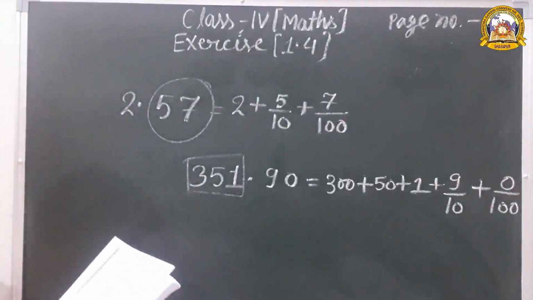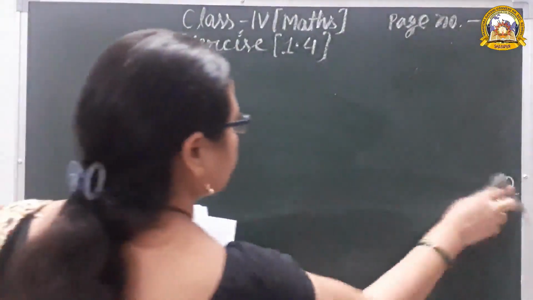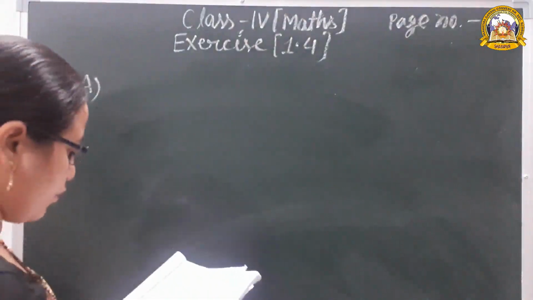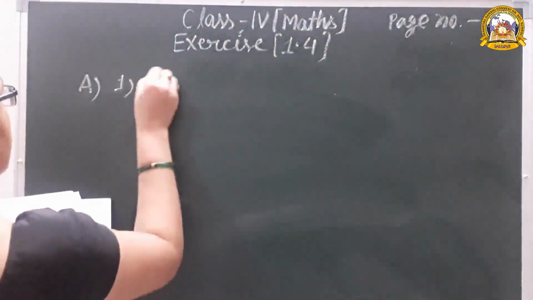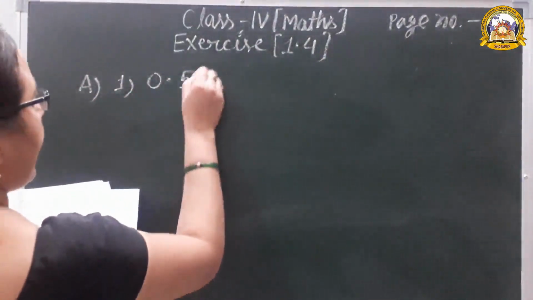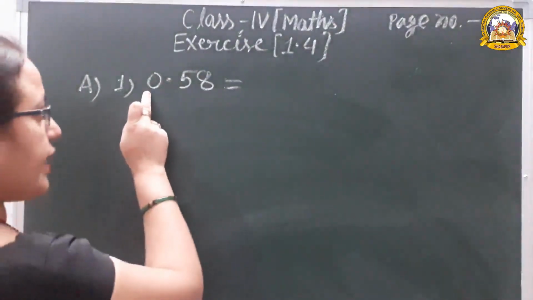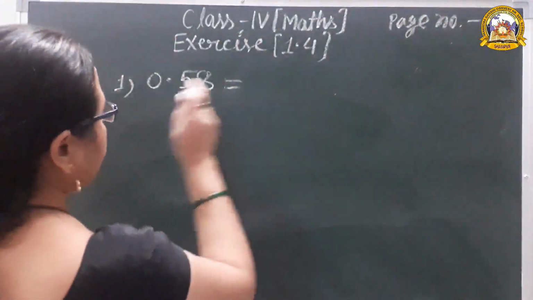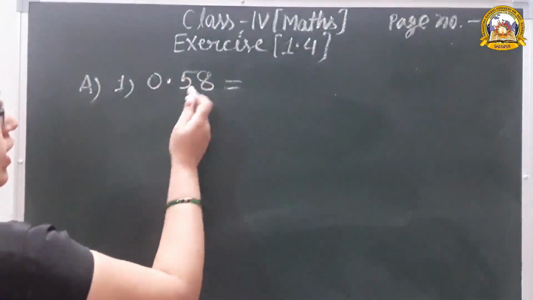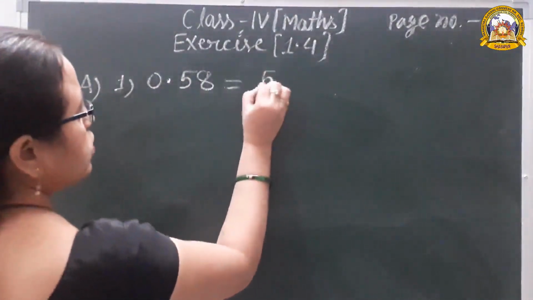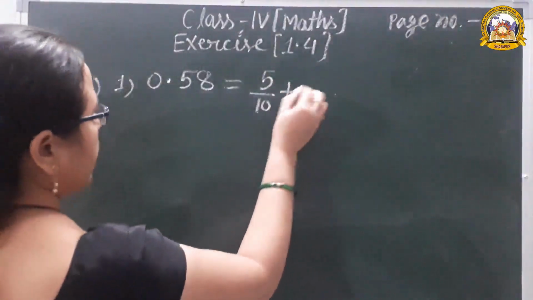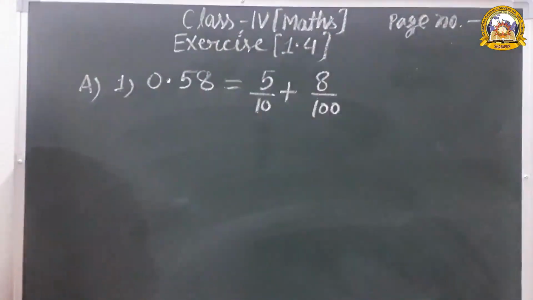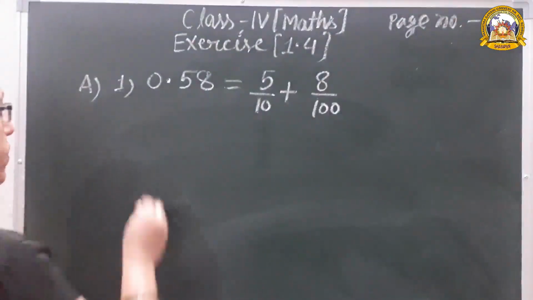Question number A. Write the expanded form. First one, 0.58. Before the decimal there is a 0, so no need to write the 0. Then after the decimal, 5 upon 10 plus 8 upon 100. Okay, so this is the expanded form of this decimal number.